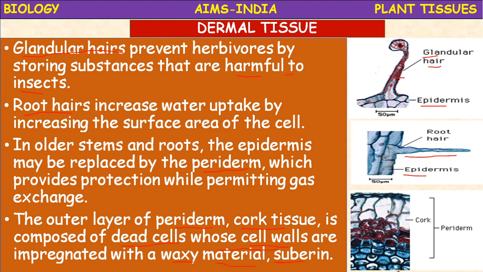Okay, this is the periderm. Old stems contain this periderm layer, the epidermis consisting of this periderm. So this is the cork. It is very thick, somewhat dark brown or blackish in color.